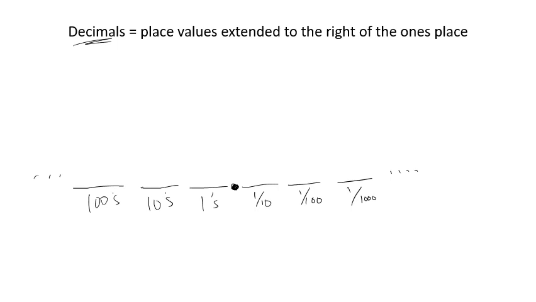And so we know that everything to the left of this decimal place is going to be place values that are whole numbers. And so this is my whole number place values. And then everything to the right we know are going to be our decimal place values.